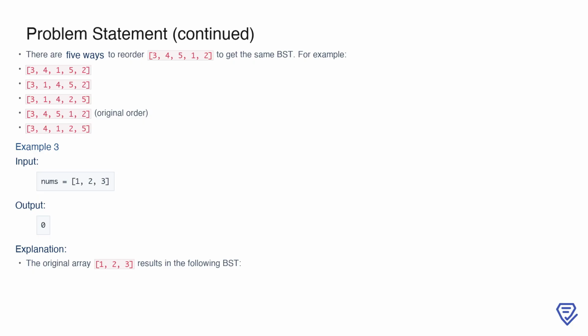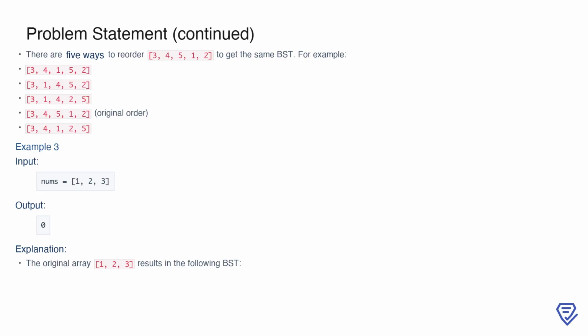For example, one valid reorder is 3, 4, 1, 5, 2. Here, the relative positions of elements within the left and right subtrees of the original BST are preserved. Another valid reorder is 3, 1, 4, 5, 2. Similarly, reorders like 3, 1, 4, 2, 5, and 3, 4, 1, 2, 5 also produce the same BST. Finally, the original order, 3, 4, 5, 1, 2, itself is one of the valid reorders.